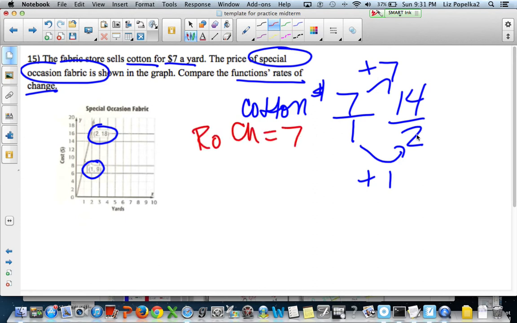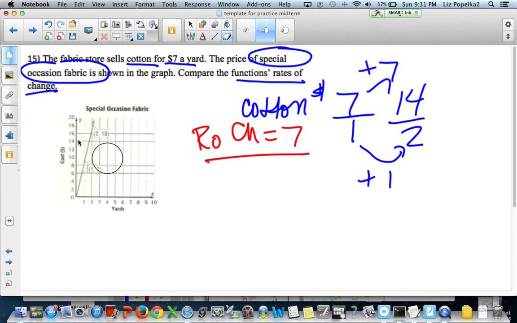Every single time you go up a yard of fabric, it increases by 7. So that's your rate of change. Looking at the table, if 1 yard of fabric costs $9 and 2 yards of fabric costs $18, let's make our little imaginary triangle right here.